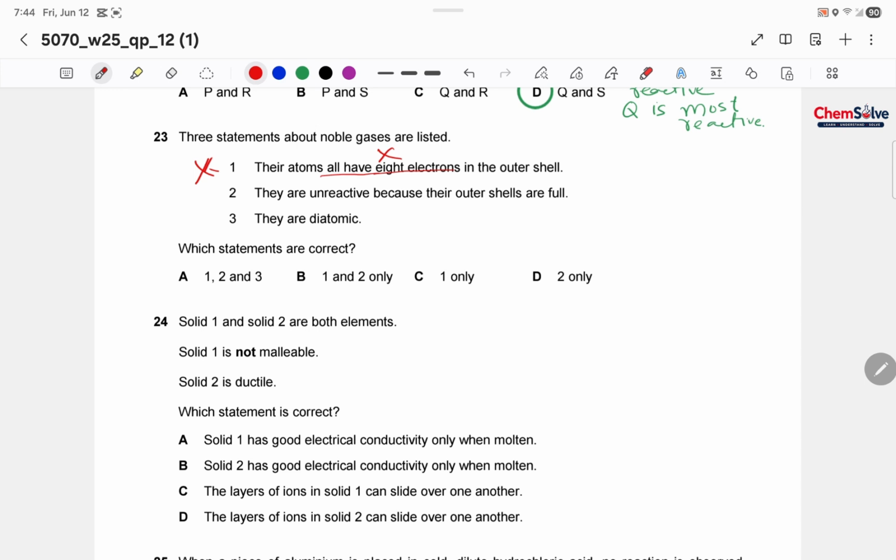They are unreactive because their outer shells are full. Yes, this statement is correct. They are diatomic. No, they are monoatomic. So D is the one which is correct.